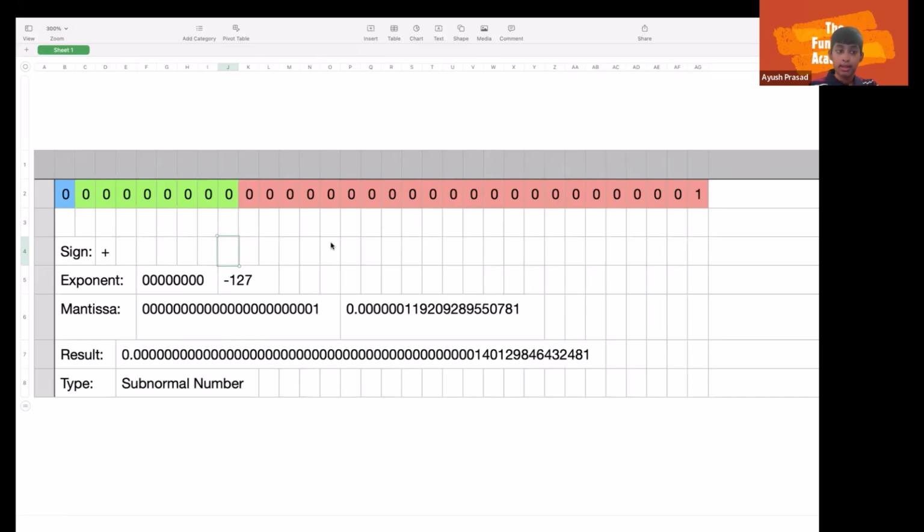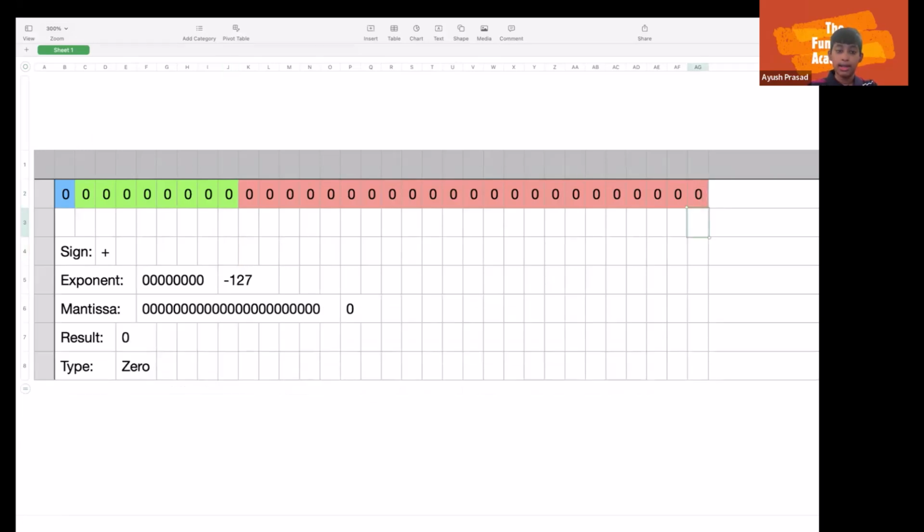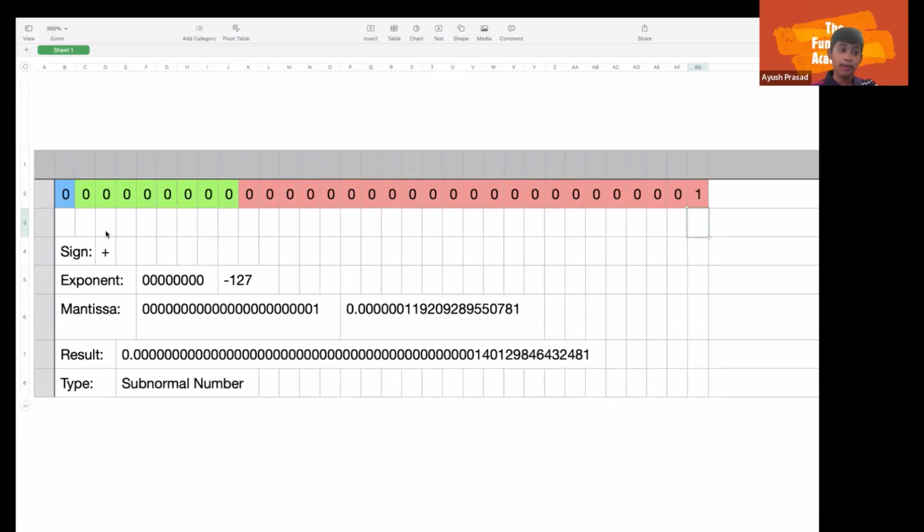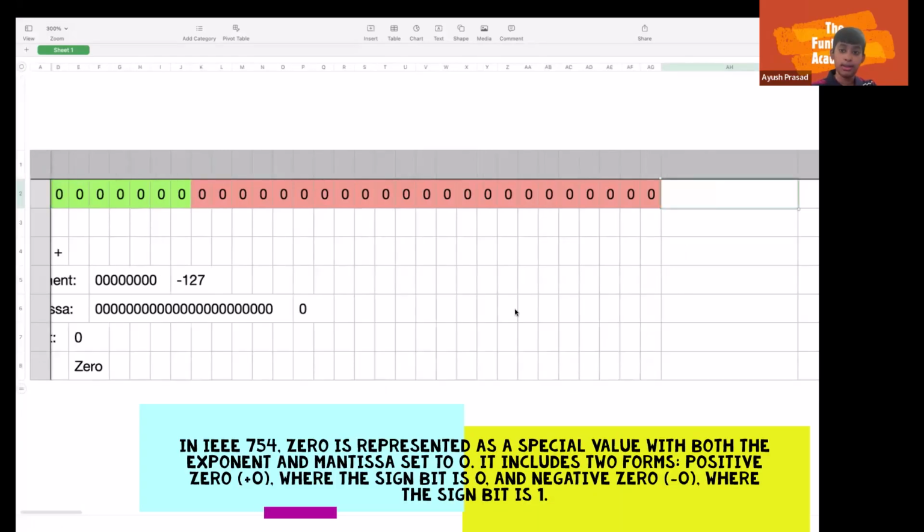So, a 0 is when all of the exponent and the mantissa is 0, whereas a subnormal number is when you have all zeros in the exponent, but you have something in your mantissa. In this case, you treat the exponent as a 126 instead of 127, but you ignore the magic 1. Now there's one more extra point I'd like to bring up here.